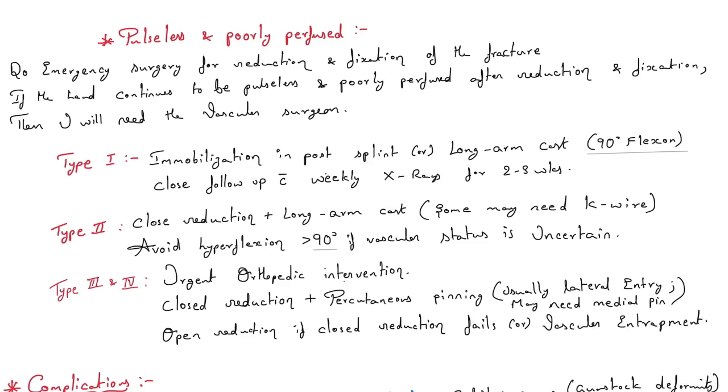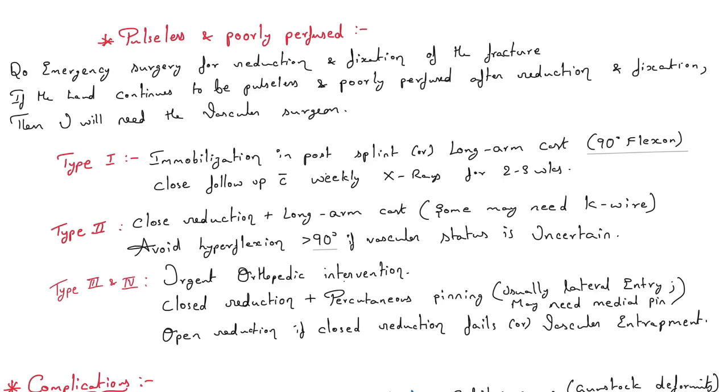Next one, pulseless. If the hand is pulseless and poorly perfused, we have to do emergency surgery for reduction and fixation of the fracture. If the hand continues to be pulseless and poorly perfused after reduction and fixation, then you will need the vascular surgeon. Okay, now if immobilized in elbow flexed at 30 to 40 degrees with neurovascular compromise, then we have to do the initial stabilization, and in some cases we should not flex fully if compartment syndrome is suspected.